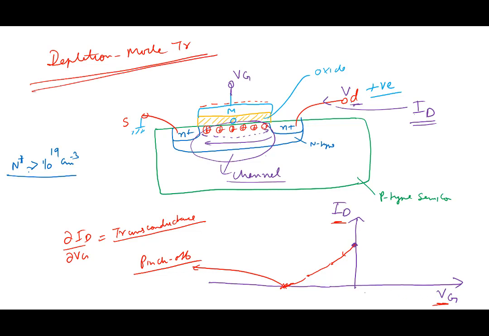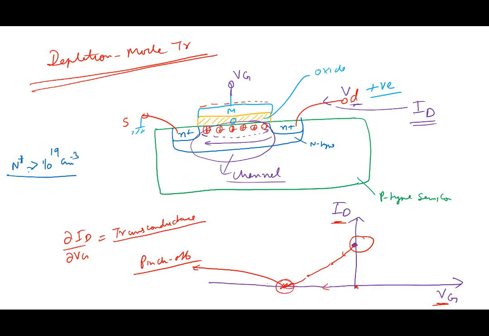Why? Because at zero gate voltage, there's already a current flowing. There's already a channel at zero voltage. And typically, you apply a negative gate voltage, in this case, to remove the channel. You're depleting the channel. So a channel exists when you don't apply any voltage to the gate, and you apply a negative gate voltage to deplete the channel. So we call this a depletion mode transistor. There would be a pinch off point where the device ceases to conduct current when you apply higher and higher gate voltage.